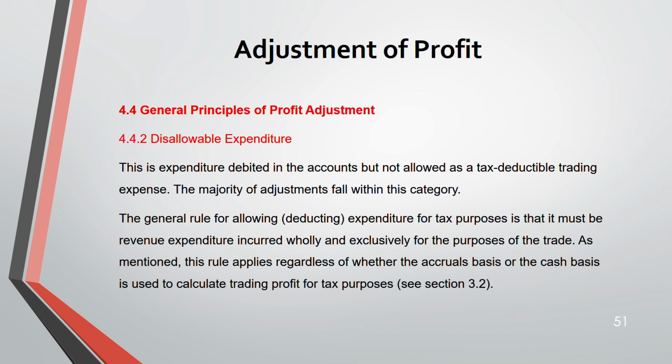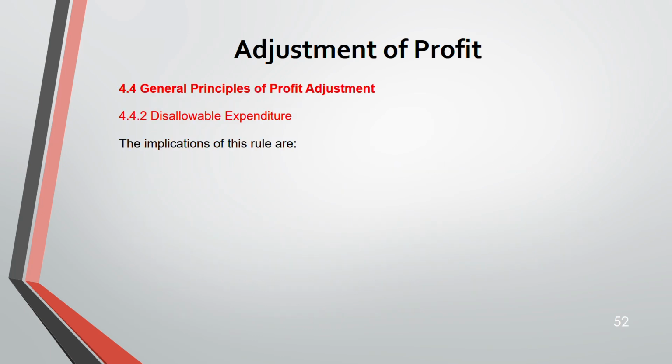The general rule when you are deducting any expenditure is it should be a revenue expenditure and it has to be for the purpose of trade. You have to see these two things. It could be any basis, accrual basis, cash basis, but it's the same rule. You can refer back to section 3.2. Now, see section 4.4 for the main examples of disallowed expenses.